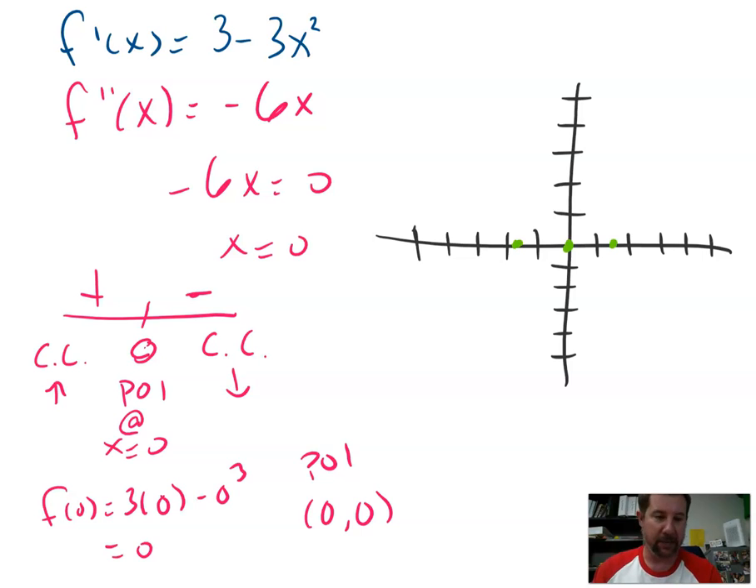We found our y-intercept was also at 0, 0. We already have that point marked. We found we had a min at negative 1, negative 2. And we had a max at 1, 2. So we can put those points on our graph. And then now putting together what we knew about increasing, decreasing, concave up, concave down. We knew we were decreasing from negative infinity to negative 1.